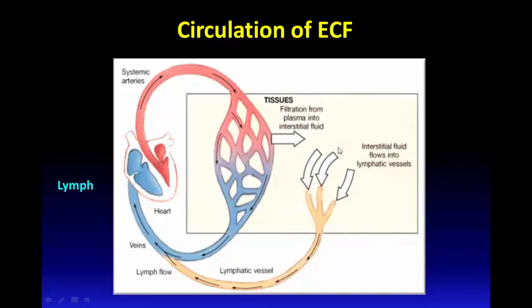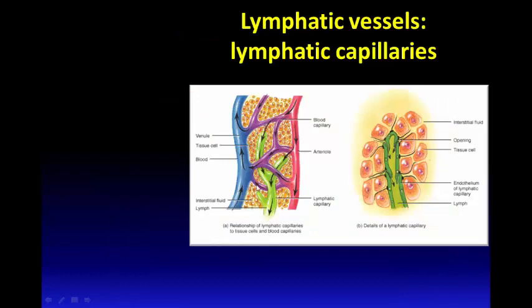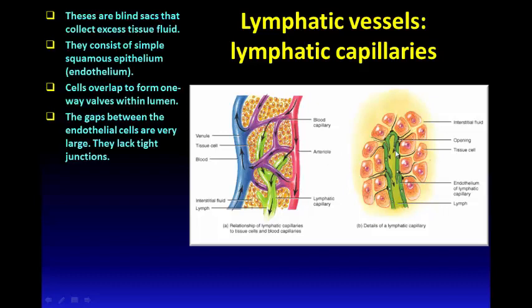So excess extracellular fluid, excess interstitial fluid returns back to the circulation via the lymphatic vessels. The lymphatic vessels include lymphatic capillaries. These are blind sacs which collect excess interstitial fluid. They are blind sacs because they have a closed end in the tissues.